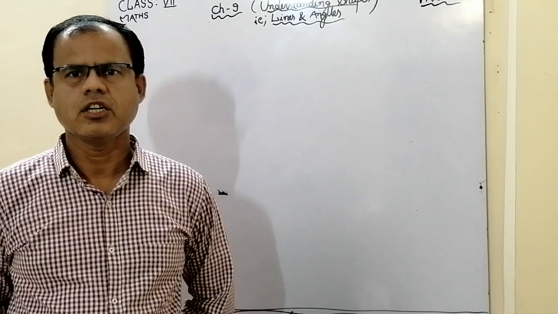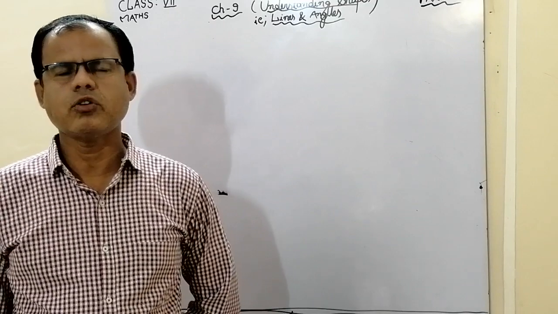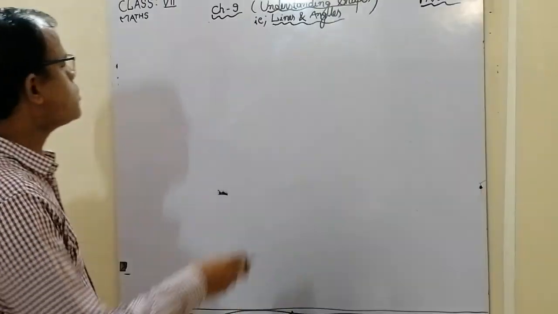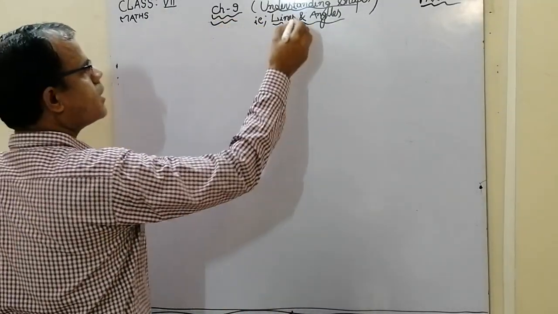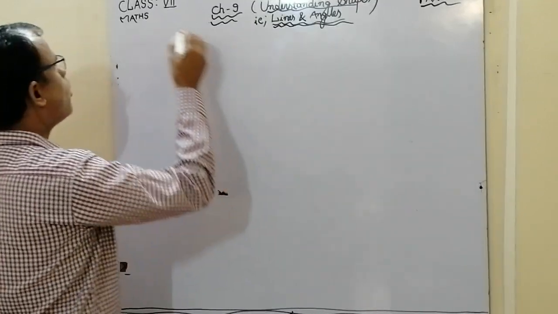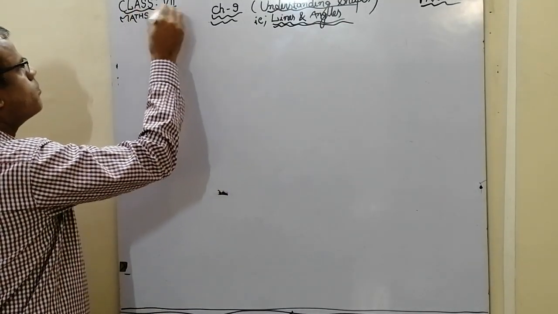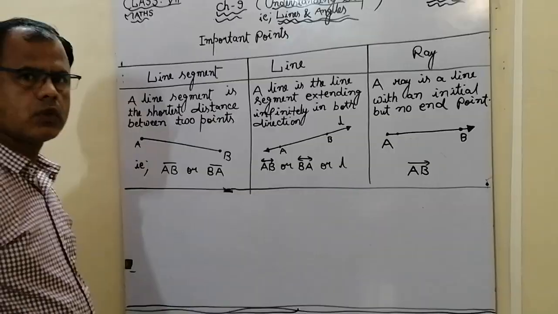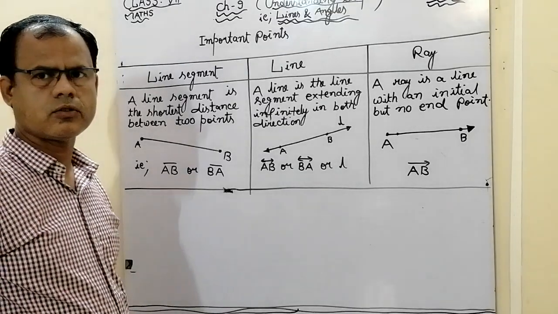Dear student, in this video, we are going to start a new chapter. That is chapter number 9, Understanding Shape, that is Lines and Angles of class 7 Maths, and this is part 1 video.